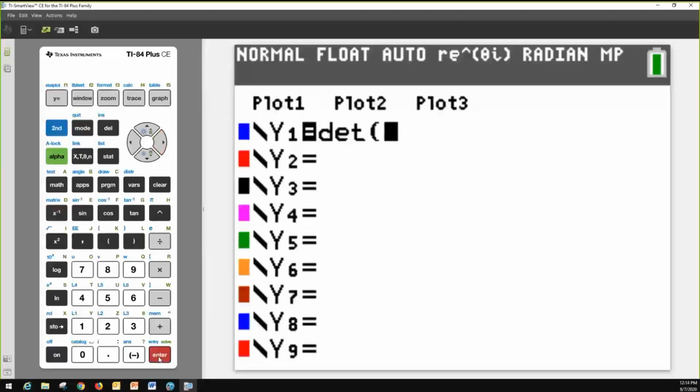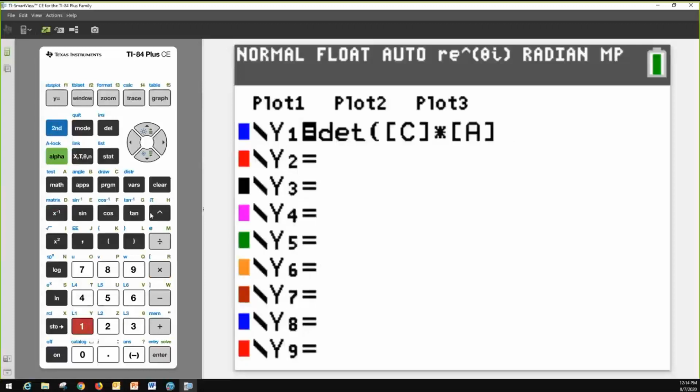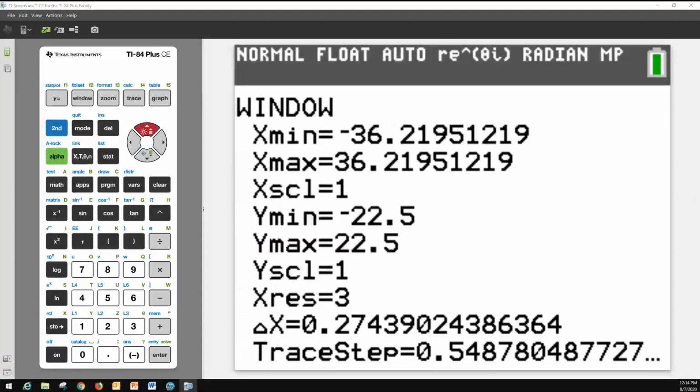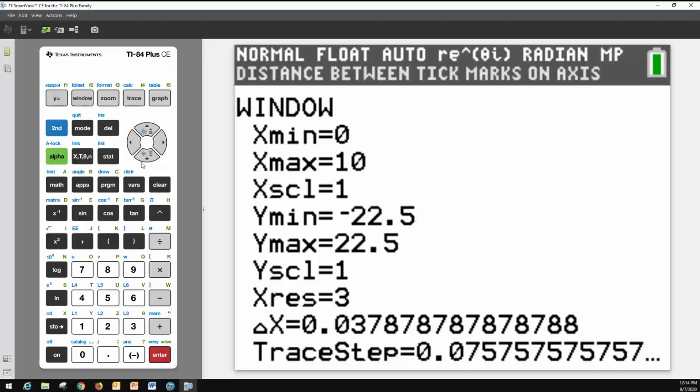So I'll take the determinant of matrix C times matrix A to the power of X and times that by matrix B. And we'll set up the window dimensions. We'll go from 0. We can see that 10 was already too high. And a scale of 1 would be good. And we'll set the Y minimum as 0. The Y max can be 1,200 rats.